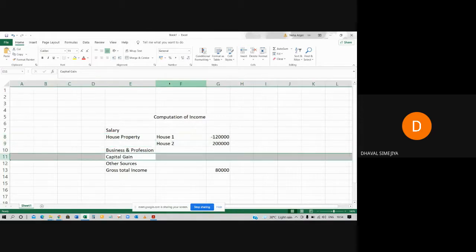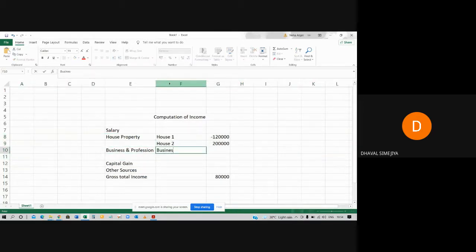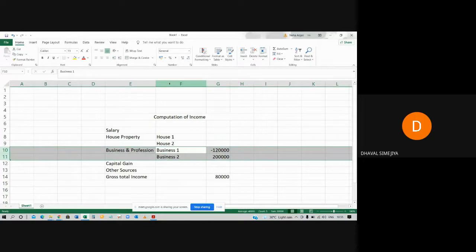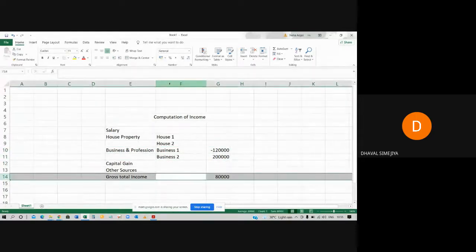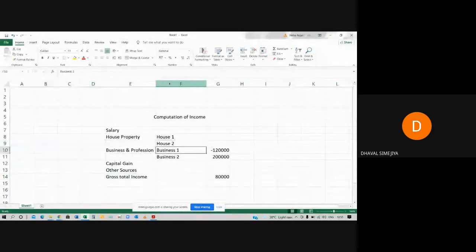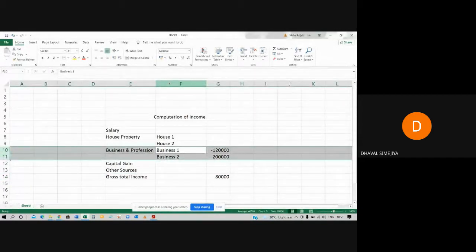We can take another example, that I have one business in which I am facing loss, let's say 1,20,000. But I have another business in which I have profit of 2 lakh rupees. So it will be set off, and the net result will be my gross total income. This is inter-source adjustment. We are not using another head, okay? We are using the same head of income to set off the loss.